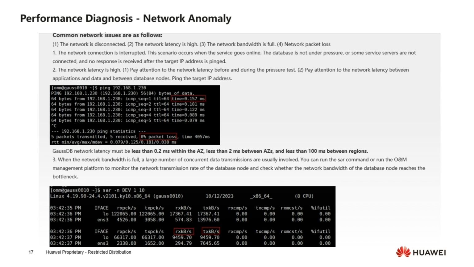For problems where the network bandwidth is full, it happens when we have a highly concurrent data transmission workload. We can confirm this by using the sar command to check if it really is the case. Here, rxkB/s is the number of KBs being received, and txkB/s is for transmission.